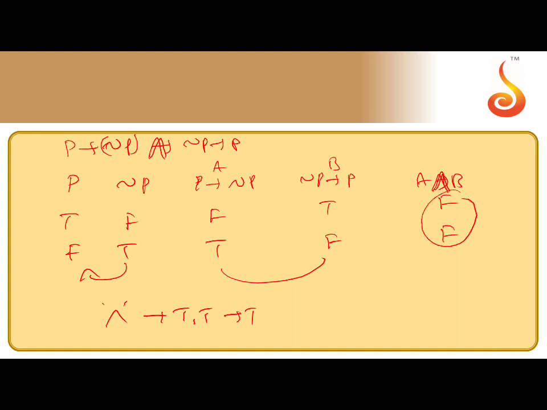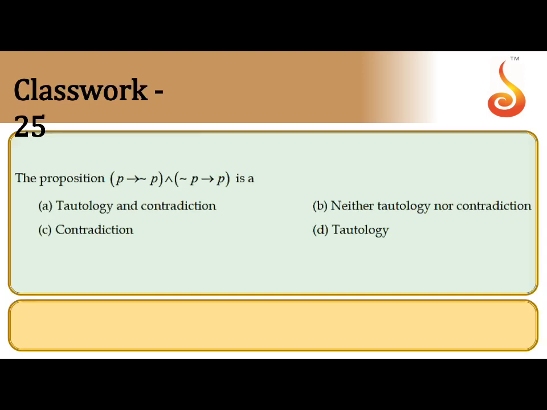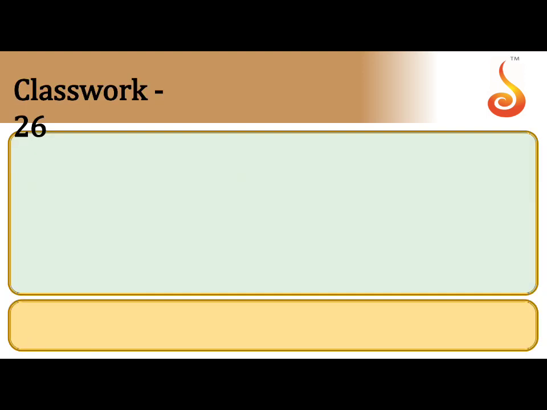So when it is always false, what can you say? This is a contradiction. This is called a contradiction. I hope this is clear. AND means both true gives true, otherwise false only. Here AND is there. So F, T is F, T, F is F. That is the answer for this one. I hope this is clear. So answer C, contradiction, is the answer.